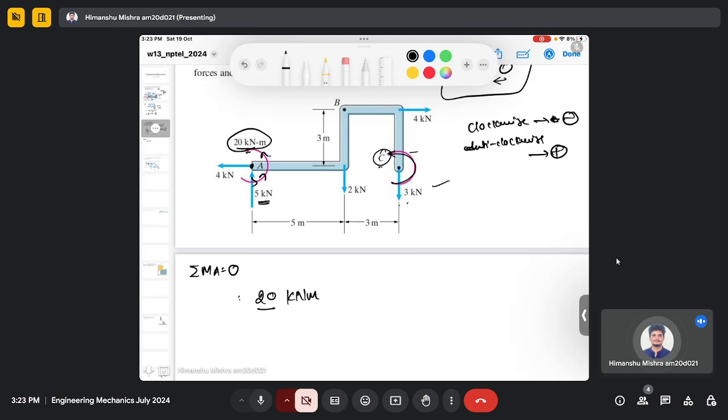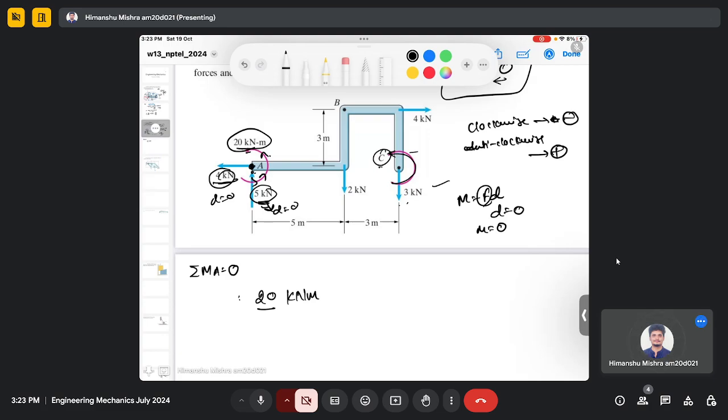Then these forces will not contribute a moment at point A, because there is no perpendicular distance. For 5 kilonewton there is no perpendicular distance to point A, it's 0, and for 4 kilonewton also the perpendicular distance is 0. If my scalar moment equation is force multiplied by perpendicular distance, and d is 0, then even if your force is finite, your moment at that point will be 0. So here the d is 0, the perpendicular distance from this point of application to this point itself is obviously 0.